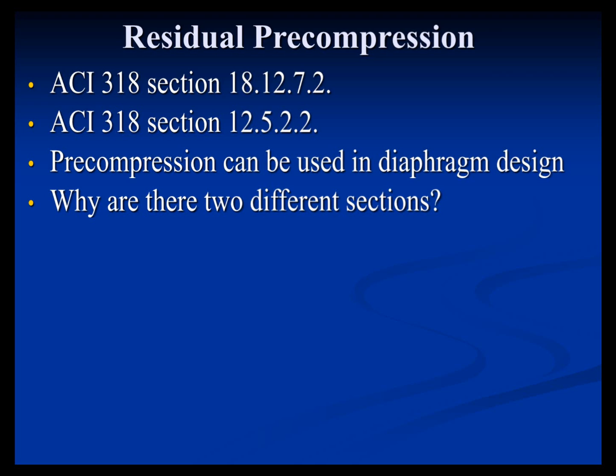I think in future codes, obviously, chapter 18 should exclude diaphragm design if it's already covered in much more extensive commentary and sections in chapter 12. So at this point, I typically just use the chapter 12 references in the design, but again, it should be the same thing.